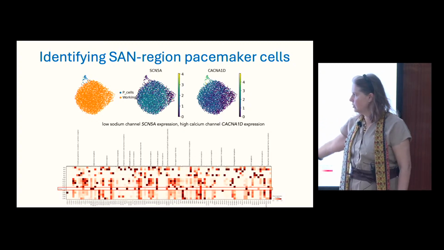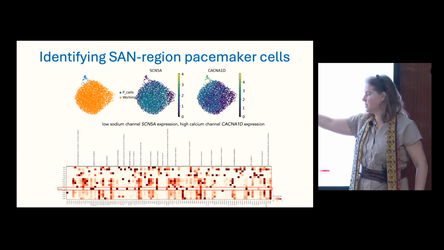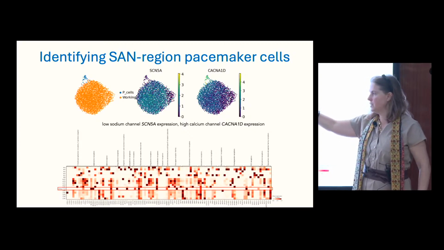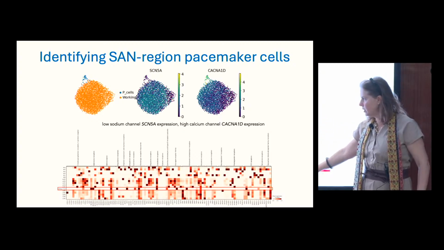And down here, you don't need to worry about the details, but what I'm showing is the expression patterns of ion channels and GPCRs, or cell surface receptors, in neural cells and in working cardiomyocytes.